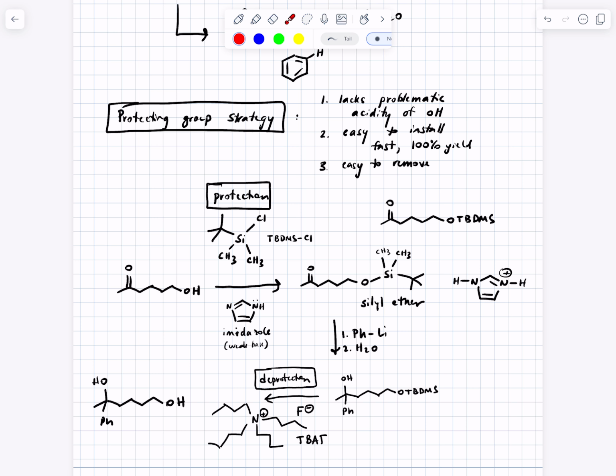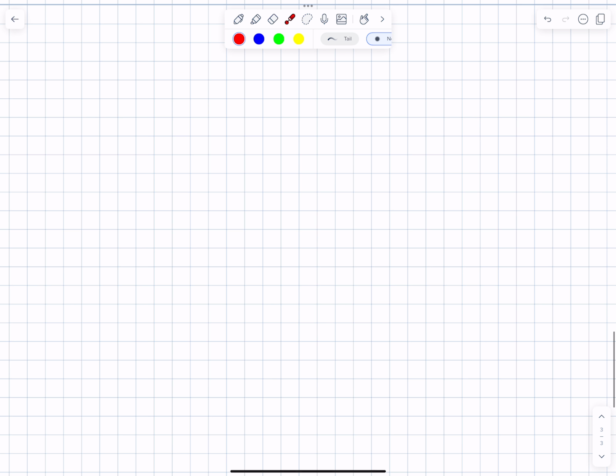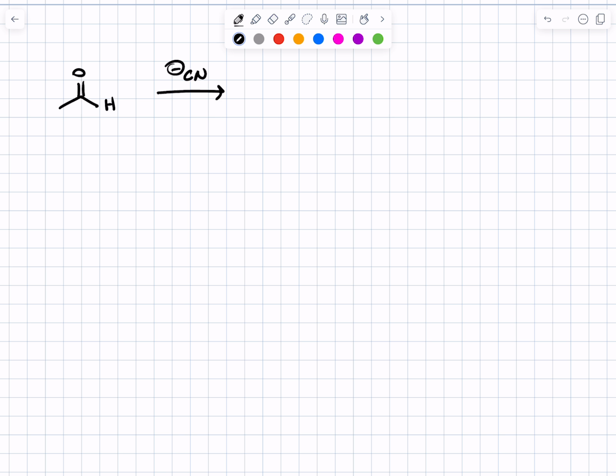Chapter 14. So we're going to start out with a simple addition reaction. It's not a particularly useful one, other than it illustrates the basic concept of an addition reaction. So here is an aldehyde, and we're going to use CN- as a nucleophile. And your text also uses HCl.